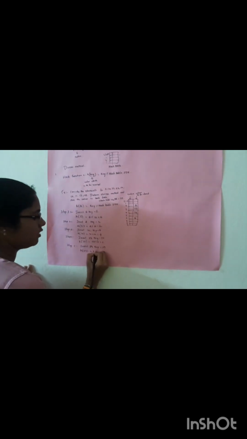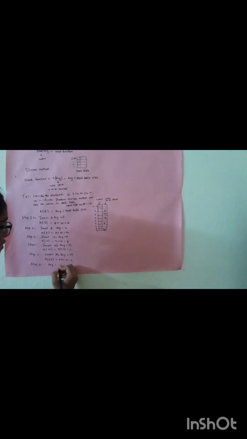Next element is 29. That means key is equal to 29. Then we need to calculate the hash key value using the hash function. Then 29 mod 10, which is 9. So 29 needs to be stored at the 9th index location. Next, key equal to 17. So we need to find the hash value using the hash function. Then 17 mod 10, which is 7. So 17 should be stored at the 7th index location.